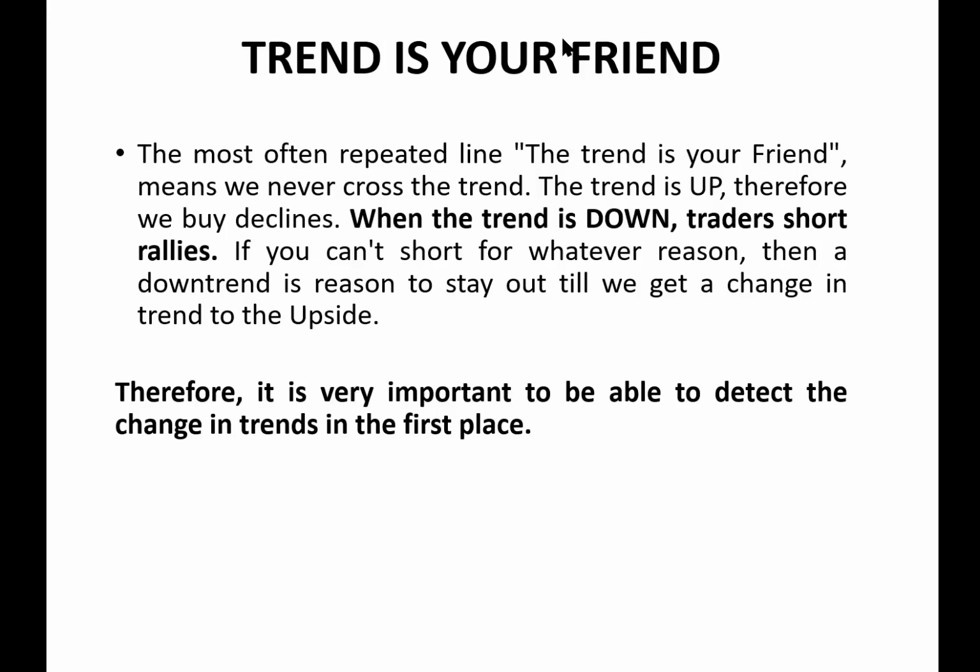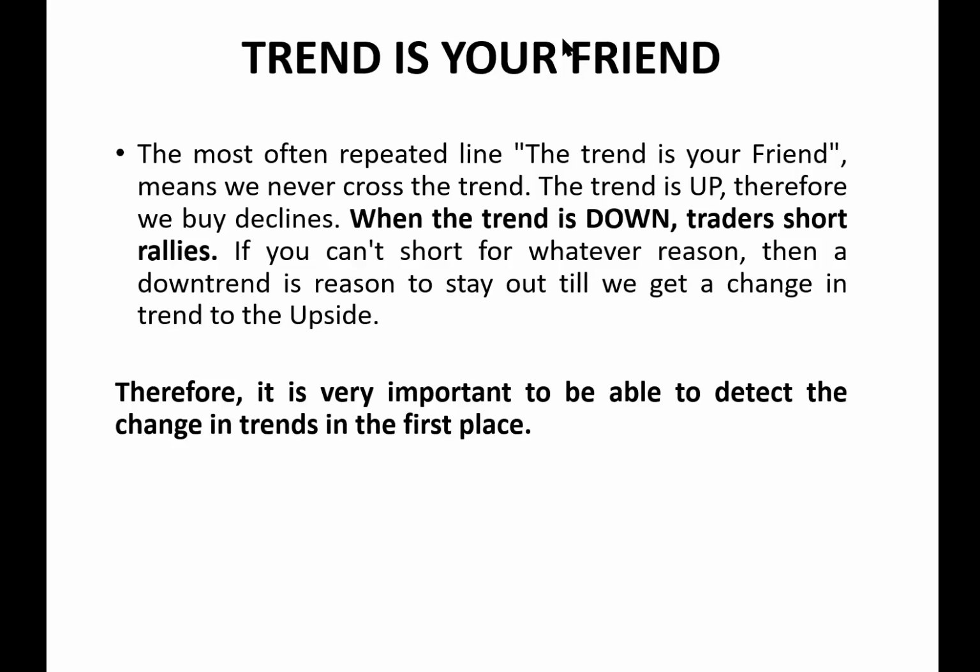Usually the support of this trend line is taken by traders for short-term trading. And we are going to use this trend line for our long term also. I will explain it later. So if you can short for whatever reason, then the downtrend is a reason to stay out of it till we get a change in trend to the upside. So traders take positions on both sides, the short side as well as the long side. As an investor, we will always be long in the securities.